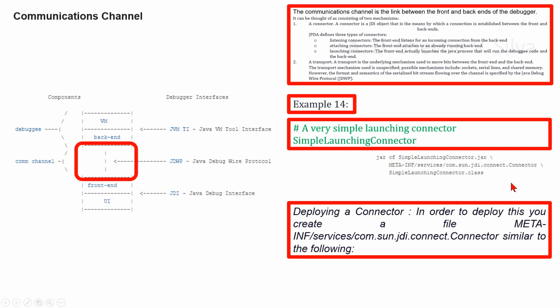Once deployed, the connector will be located by the debugger when the debugger is restarted. That is, the SimpleLaunchingConnector will be included in the list of connectors returned by the virtual machine manager's allConnectors method. In addition, as this is a launching connector, it will also appear on the list of launching connectors returned by the launchingConnectors method.